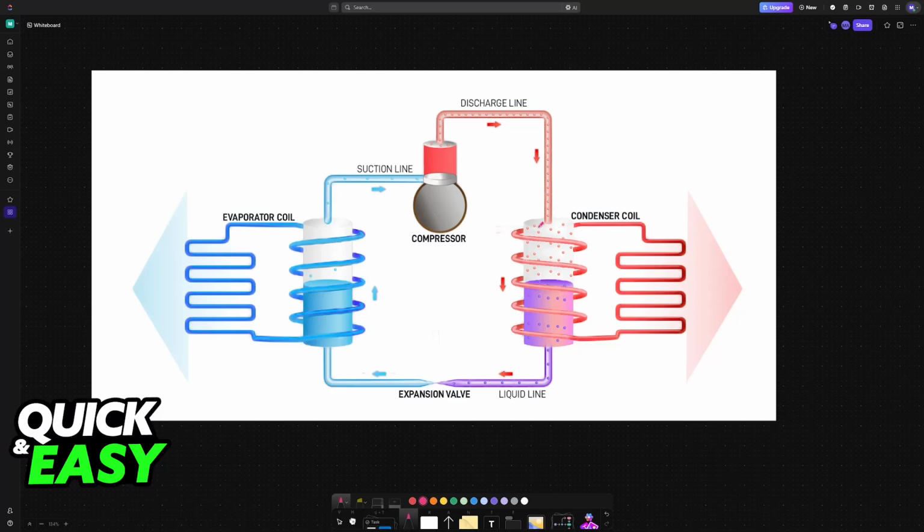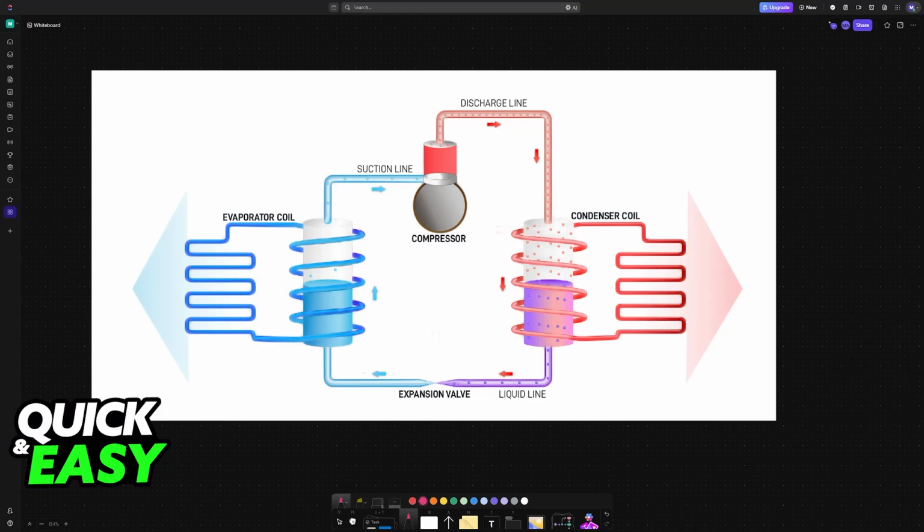Indoors, the thermostat tells the system to turn on. The indoor unit's fan pulls warm, humid air from your home across the cold evaporator coil. Inside of the coil, the liquid refrigerant absorbs the heat from the air, causing it to evaporate and turn into a low-pressure gas. This process cools the air, which is then blown back into the room.